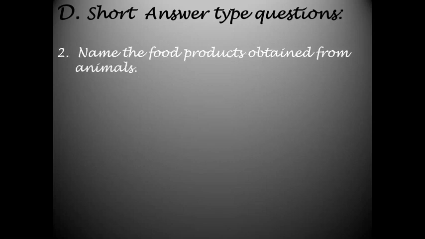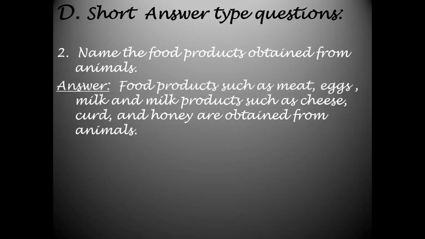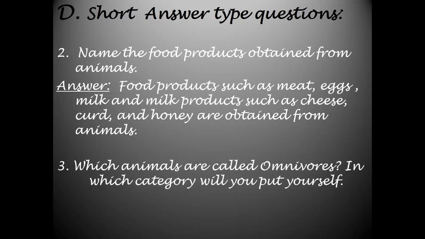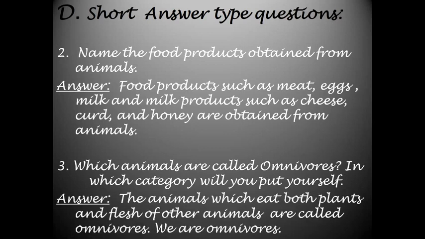The second question is, name the food products obtained from animals. Food products such as meat, eggs, milk, and milk products such as cheese, curd, and honey are obtained from animals. Third question, which animals are called omnivores? In which category will you put yourself? The answer is the animals which eat both plants and flesh of other animals are called omnivores. We are also omnivores.